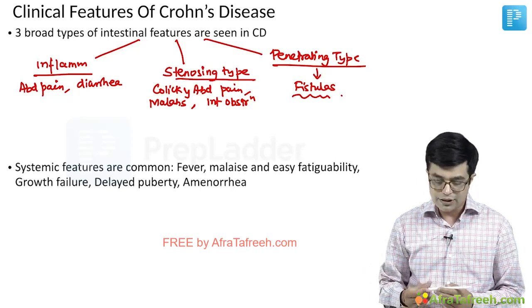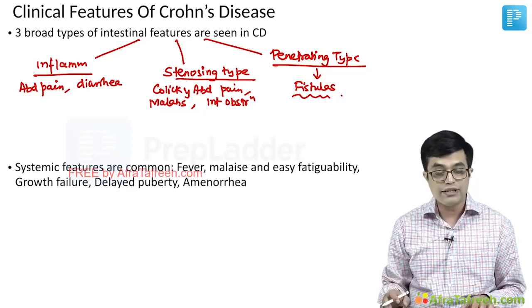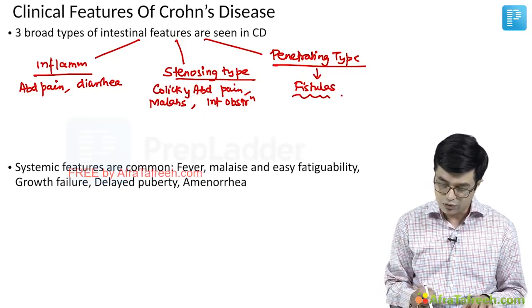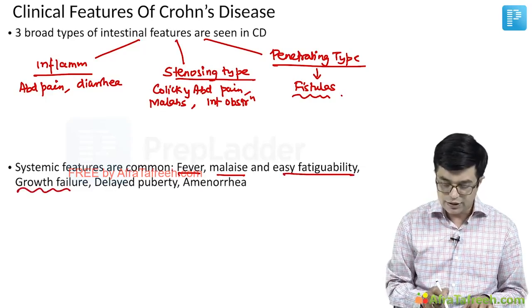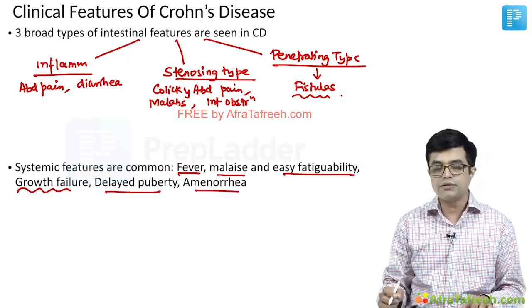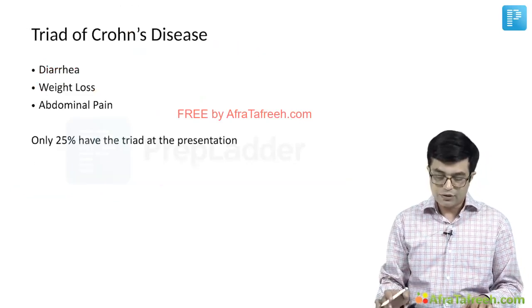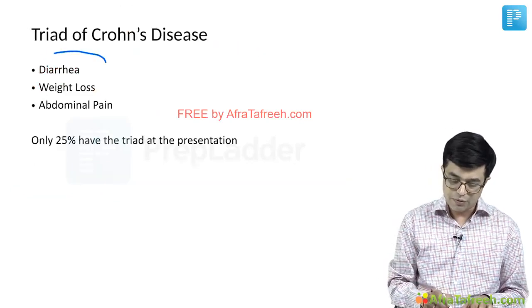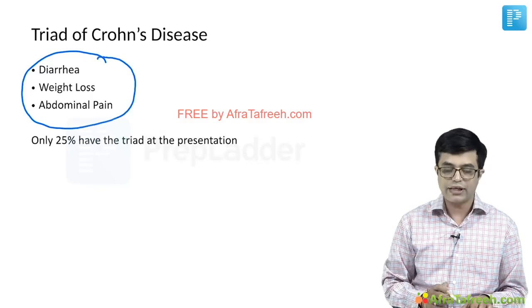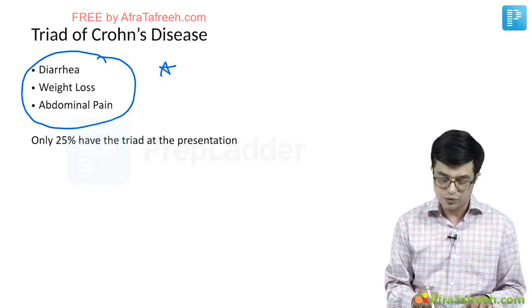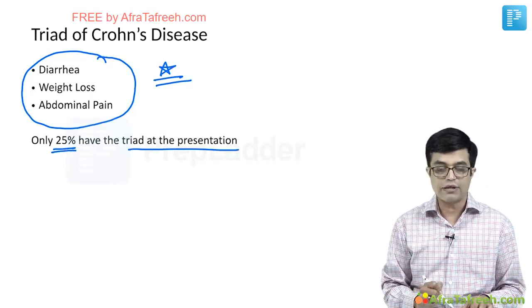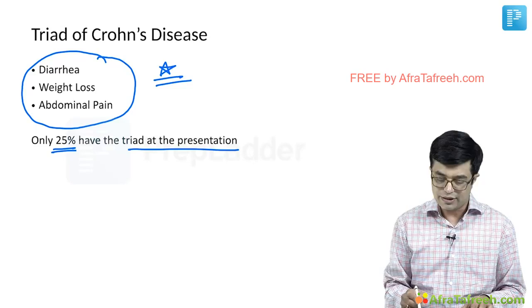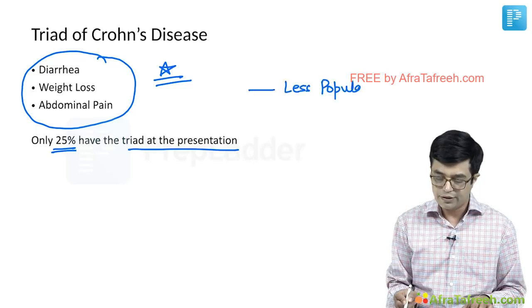Then the systemic features are found to be more common in Crohn's disease compared to ulcerative colitis. They include fever, malaise, and easy fatigability. Other than that, growth failure, delayed puberty, and amenorrhea are also found to be frequently common. Now, the classic triad of Crohn's disease which was proposed is diarrhea, weight loss, and abdominal pain, potential MCQ. However, we know that only 25% of children have the triad at presentation, and so this triad is becoming less popular. It is not very frequently referred to.